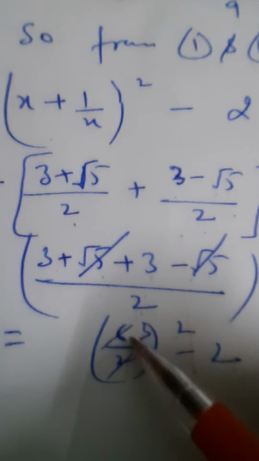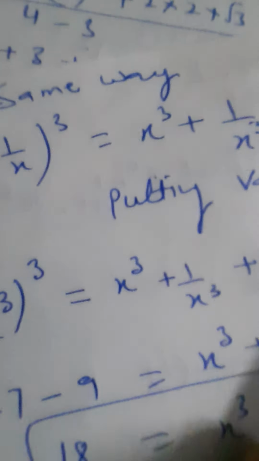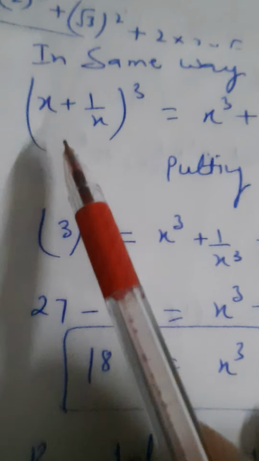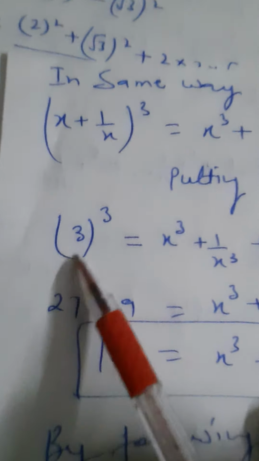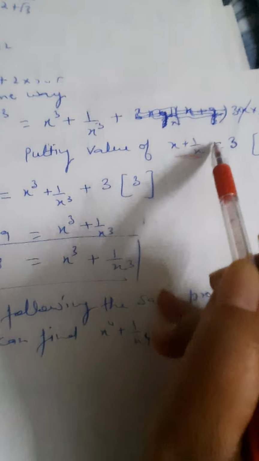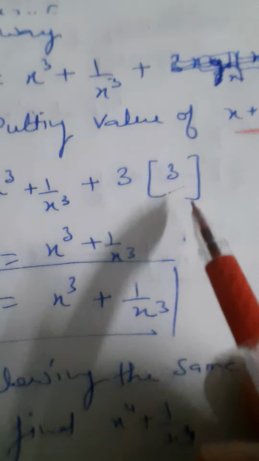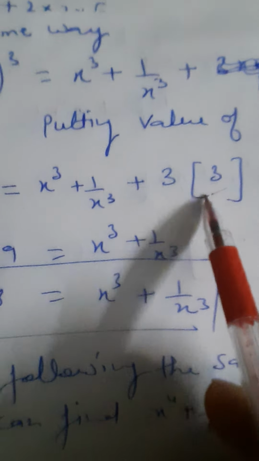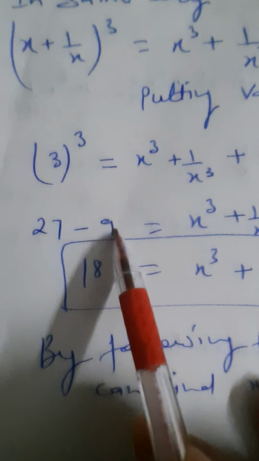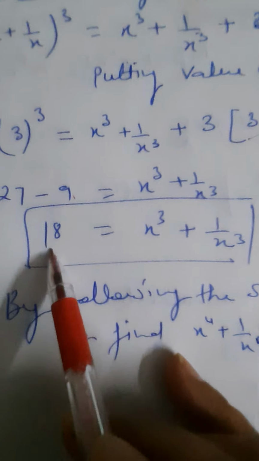I got 3 बच्चे है ना. So from this I have put this value here, x plus 1 by x whole cube, that is 3 cube, and here in RHS like this only. Now 3. See, this x will get cancelled by x, and x plus 1 by x again 3. So I have put by 3 here. Okay. Now 3 3 is 9. 9 will come this side. So 27 minus 9. So x cube plus 1 by x cube is 18.